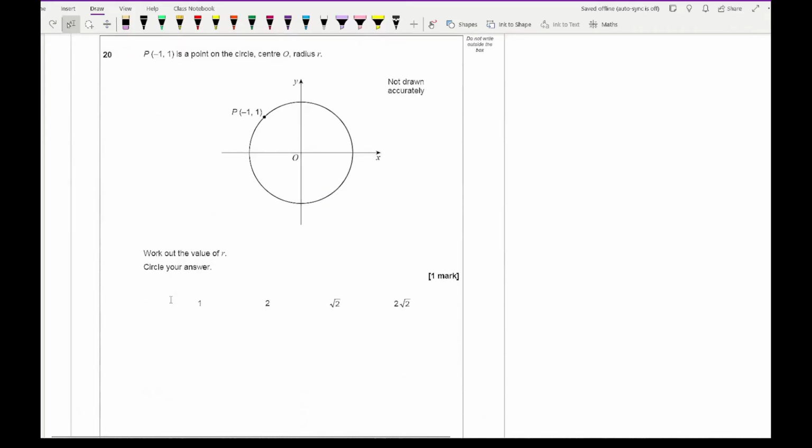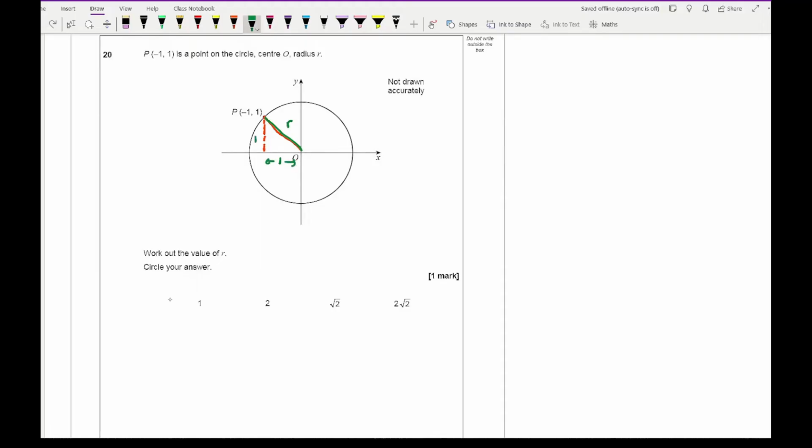Looking at question 20, it says that P has a coordinate of minus 1, 1, and is a point on the circle with centre O and radius R. Work out the radius, work out the R basically is what we need to work out. Well, looking at this, if this is the line that I need to work out, so for example, this green line, that's R. This distance here is 1, because that's minus 1 across.